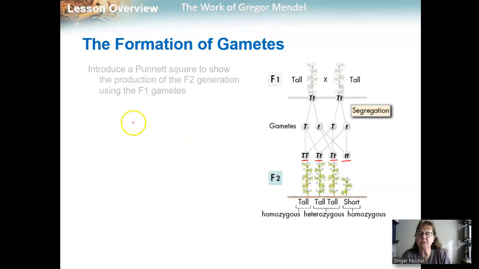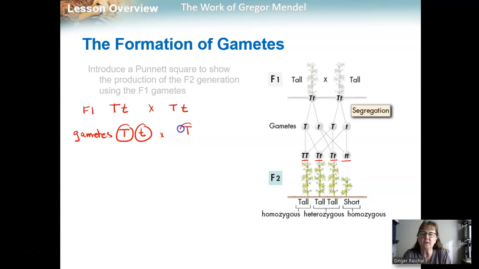So what we can do is, instead of drawing all that information, we can take these F1 plants and figure out the gametes, which we figured out are capital T, lowercase t for this individual. We've got capital T in one gamete and lowercase t for the other gamete, so these letters separate from each other. It's just like when you have a homologous pair, the homologs separate, and then each of those replicated chromosomes will separate. What's doing the separating are these alleles.